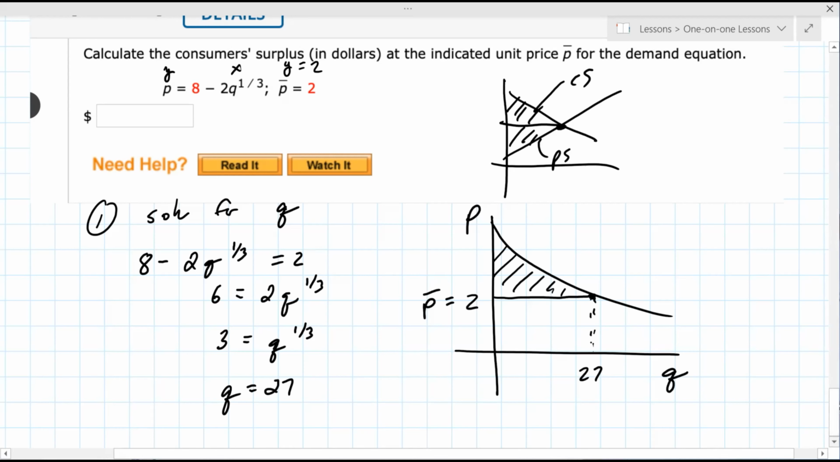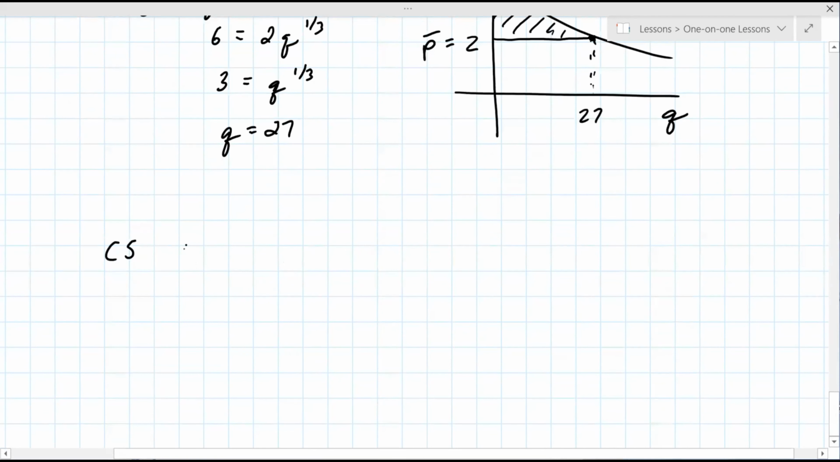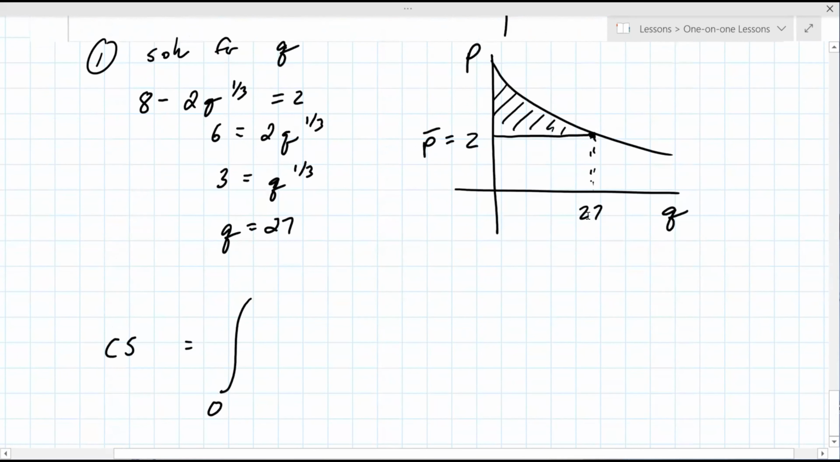So the reason you need those 2 points is because to find the consumer surplus, you have to integrate. You have to integrate from 0 to whatever this value is, because you always integrate along the X. And then they don't really emphasize this in your class, but it's top minus bottom. Your top is this curve. That curve is 8 minus 2Q to the 1/3. And your bottom is this line here, 2.